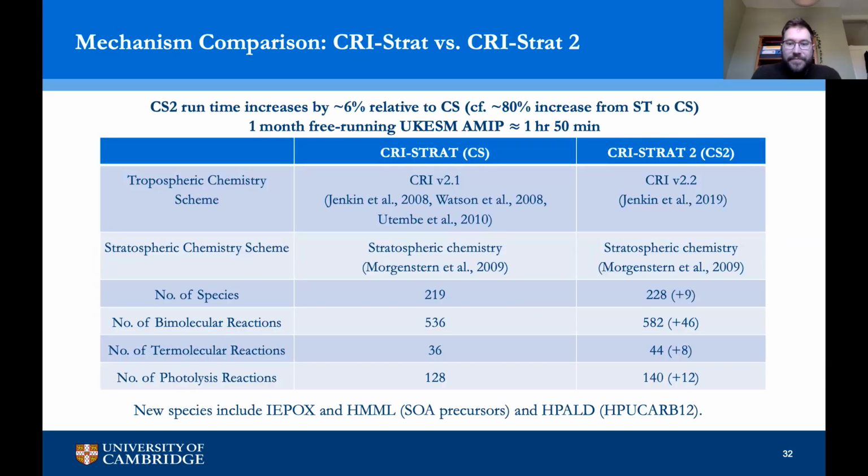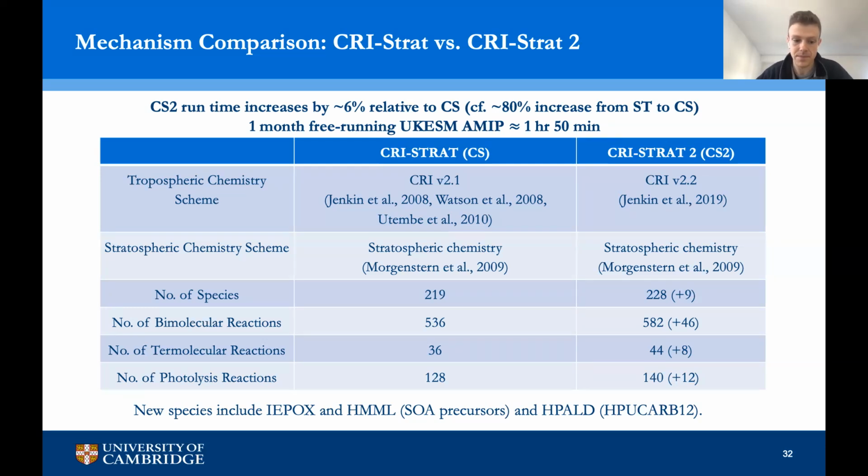Sorry, Scott, just go back one. Yeah, sure. So this is again a bit like the table that Scott showed earlier, but it's a comparison of CRI-Strat and CRI-Strat 2 on the right. It's got the same stratospheric chemistry. As you can see, we've added 9 extra species, about 40 odd, 45 bimolecular reactions and some extra termolecular and photolysis reactions as well. It is by no means as big a step to go from CRI-Strat to CRI-Strat 2 as it is to go from Strat-Trop to CRI-Strat, but nonetheless it is an extra step up, represented by about a 6% increase in running time. So it's just a bit more complex again.